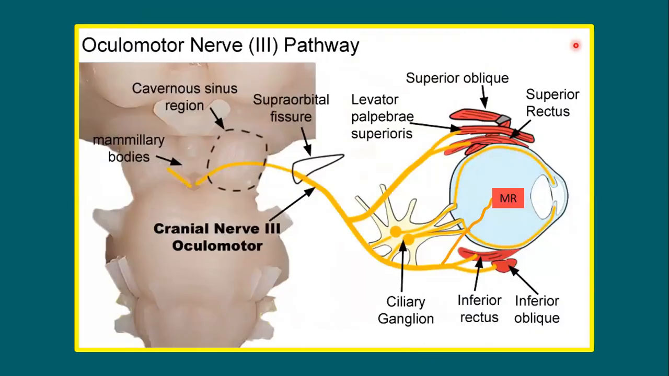And this diagram is not 100% accurate, but it shows here the superior orbital fissure, by the way, and this is the orbit. So the oculomotor nerve divides into a superior division and an inferior division. The superior division supplies the superior rectus and levator, only two muscles. The inferior division supplies three muscles: inferior oblique, inferior rectus, and medial rectus, okay? The next slide is going to be more accurate.